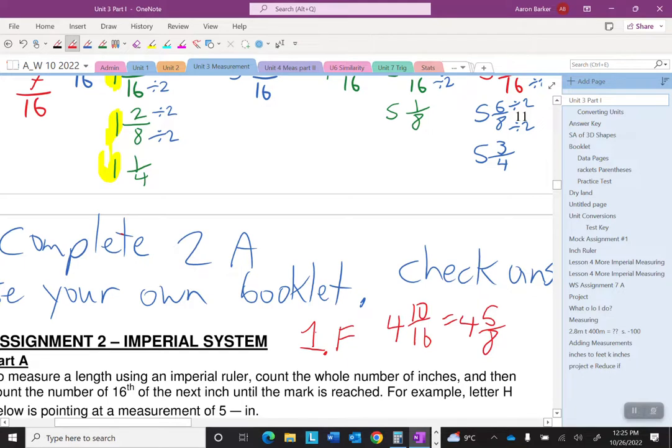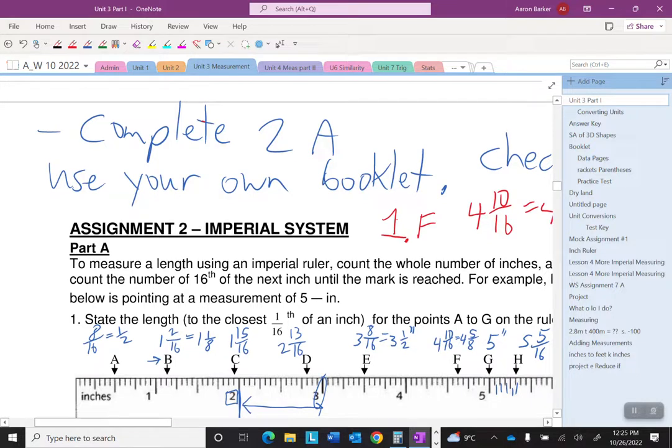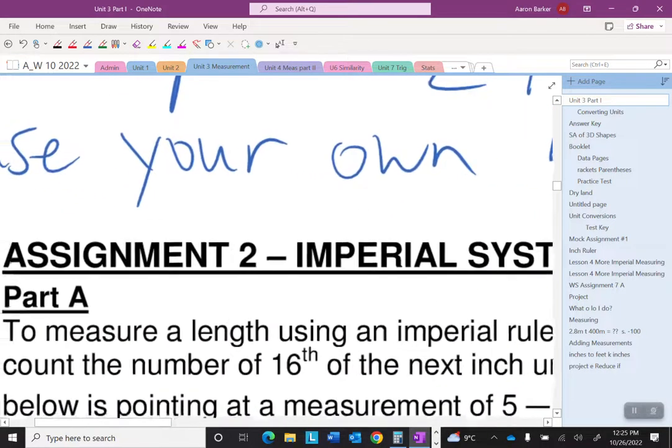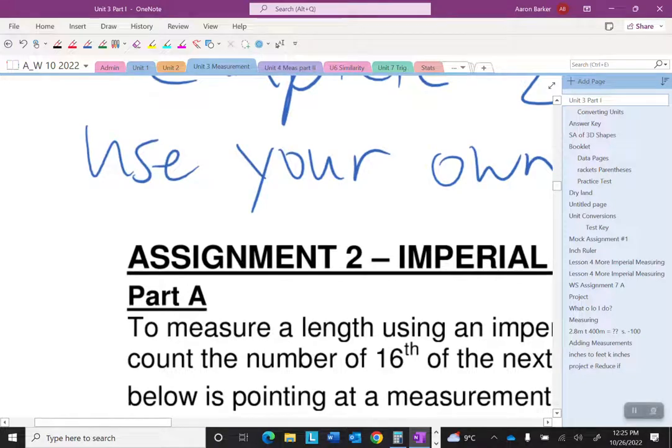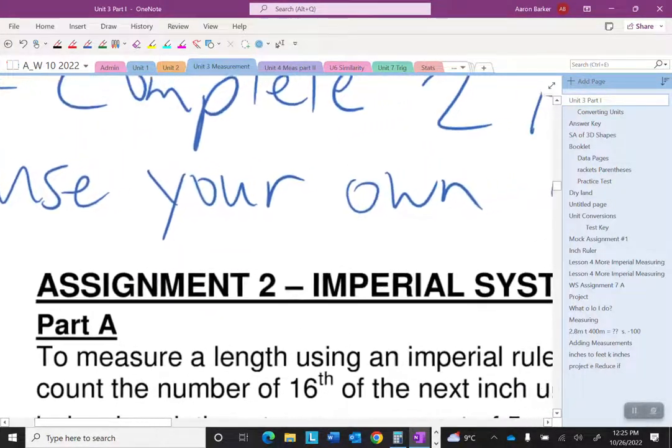Questions, comments, or concerns? Yes. Yeah, this is right here. This is it. Oh, sorry. Assignment two, part A, right there. Question one in part A. Yeah, it's kind of worded backwards.